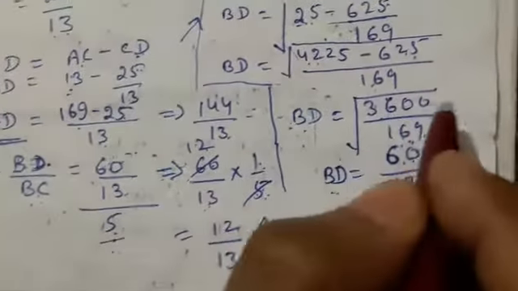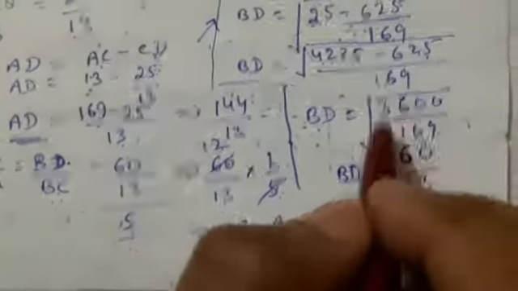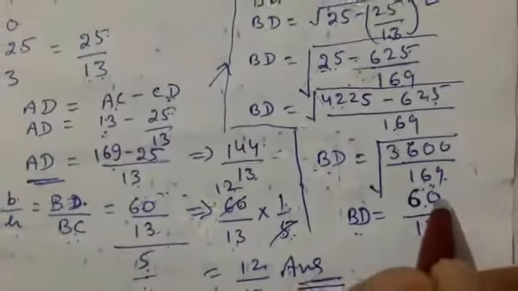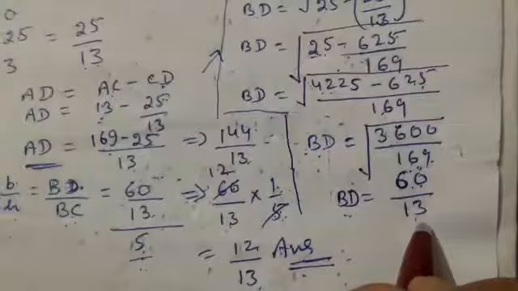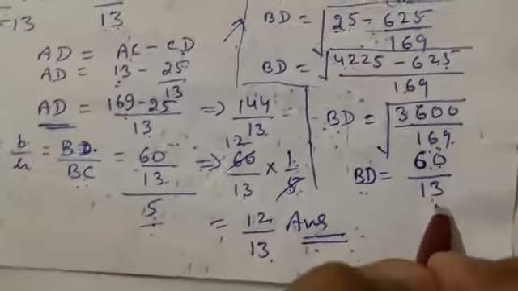So BD is equal to the square root of 3600, which is 60, and the square root of 169 will be 13. So BD is equal to 60 by 13.